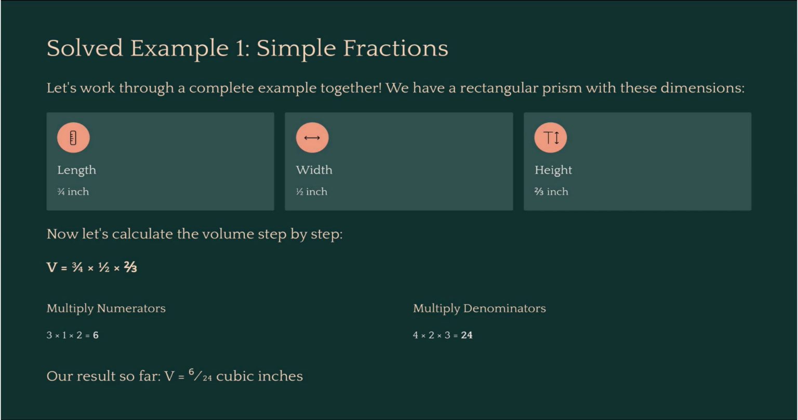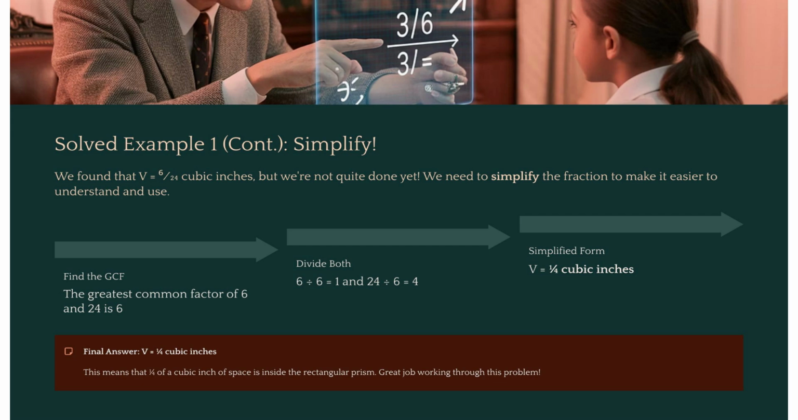Let's try a straightforward example. Imagine a tiny box with dimensions of 3/4, 1/2, and 2/3 inches. The calculation is V equals 3/4 times 1/2 times 2/3. Let's focus on the numerators first. 3 times 1 times 2 gives us 6. Then for the denominators, 4 times 2 times 3 gives us 24. So the result is 6/24 cubic inches.